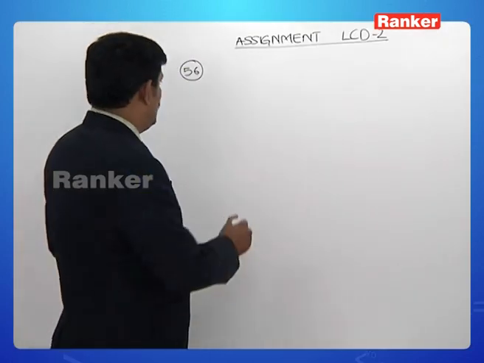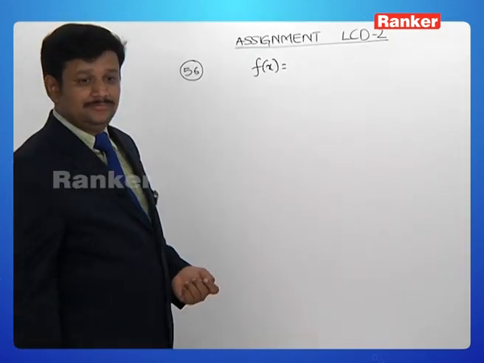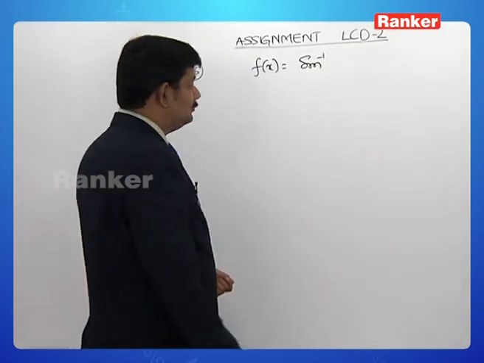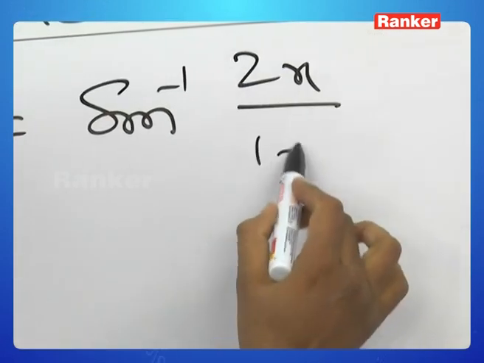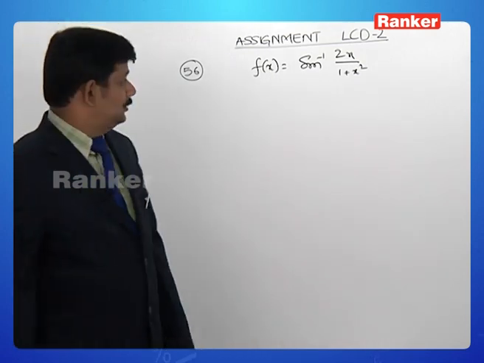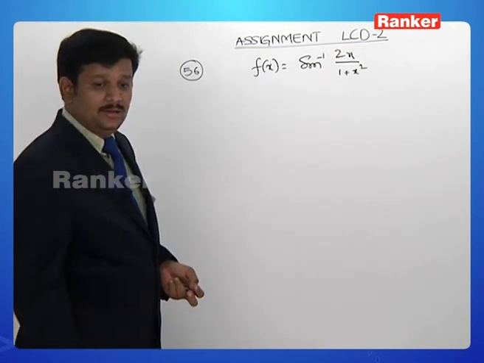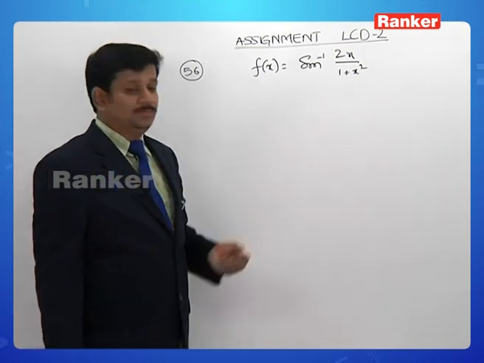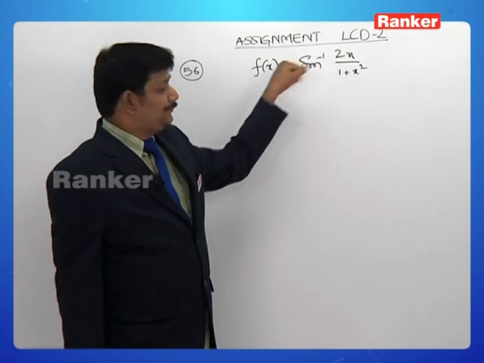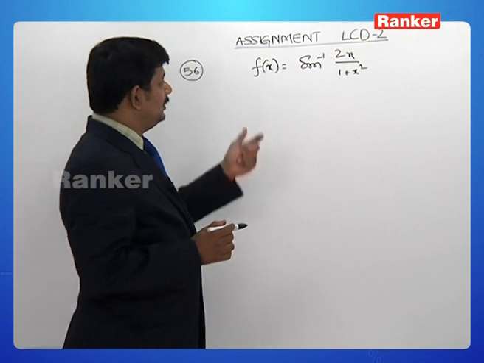Let us see. We are talking about differentiability of the function. F of x is equal to sine inverse of 2x by 1 plus x square. We are talking about derivability of the function about 1 and about minus 1. So if you look at the options, we are talking about differentiability of the function in the neighborhood of 1 or minus 1. So let us look at the derivability at 1.